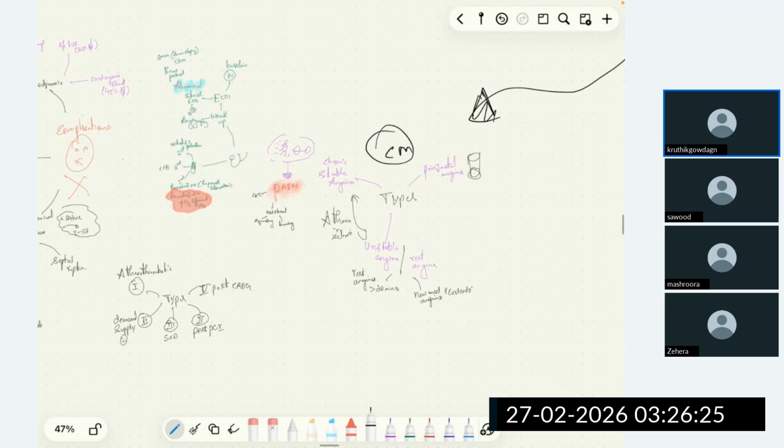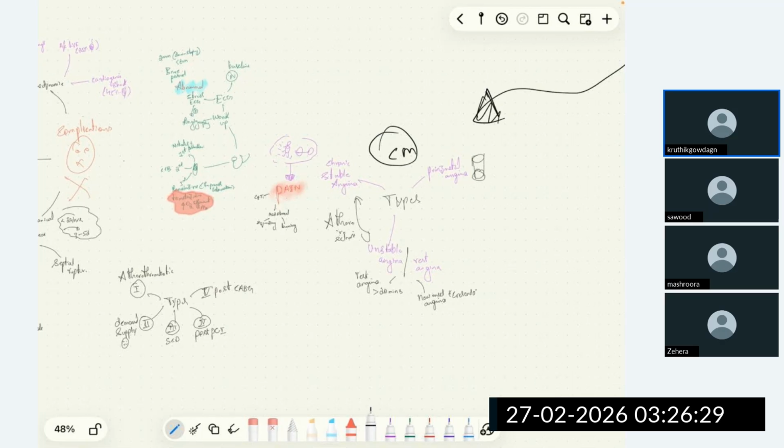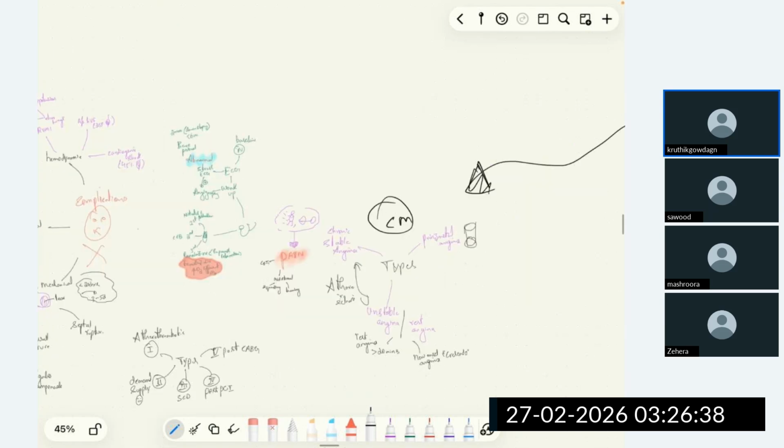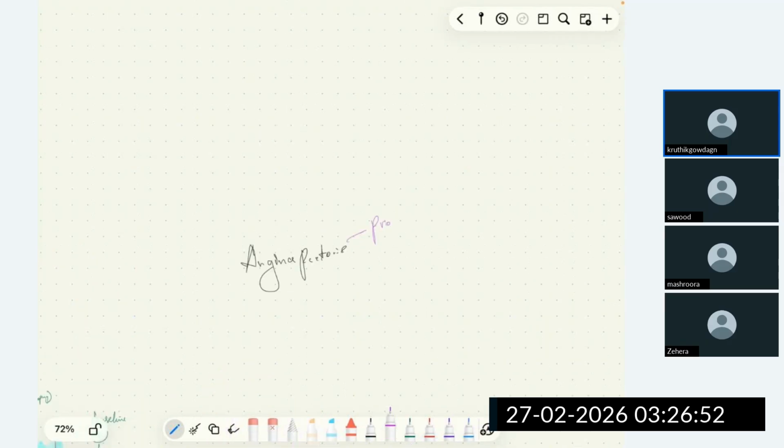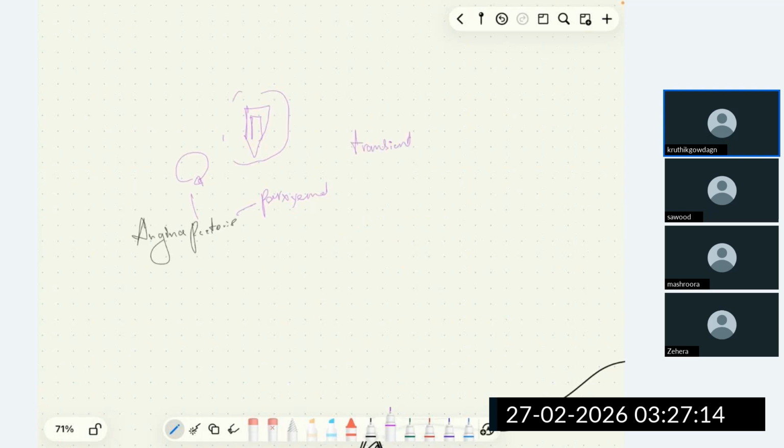Now, what is angina pectoris? Angina pectoris is a clinical syndrome that presents with paroxysmal, meaning it's not present continuously, it's coming on and off, paroxysmal recurrent attacks of substernal pain or precordial chest discomfort due to transient myocardial ischemia, which falls short of inducing necrosis of myocardial cells.